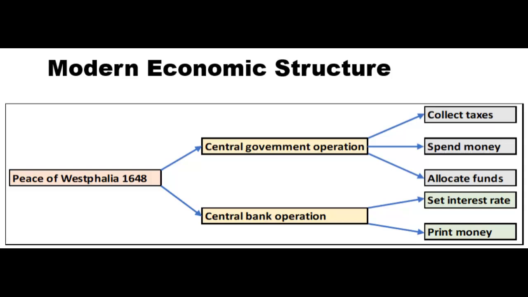The structure of modern economies was adopted during the signing of the Peace of Westphalia in 1648 that established the blueprint for countries and their borders. Since then, economies have been structured with central governments that collect taxes, allocate funds, and spend money, and central banks that print money and set interest rates for aggregate supply and aggregate demand to intercept at equilibrium.